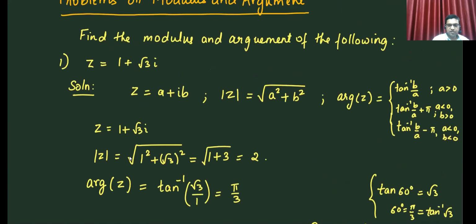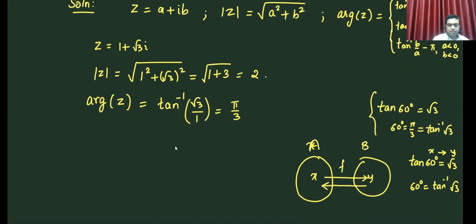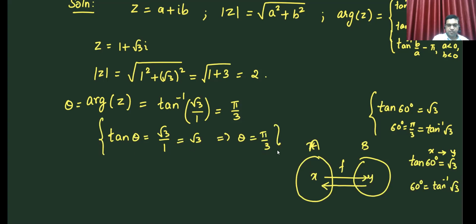Okay, so this is pi by 3. Or the other way, if theta is the argument, then tan theta is b by a, so this is root 3, which implies theta equals pi by 3. This also you can do. So tan inverse is just the inverse function. So this is the modulus and this is the argument. Modulus is 2, argument is pi by 3.